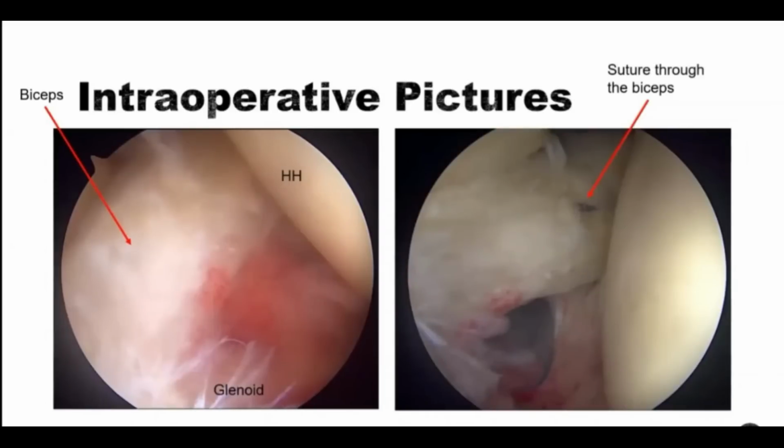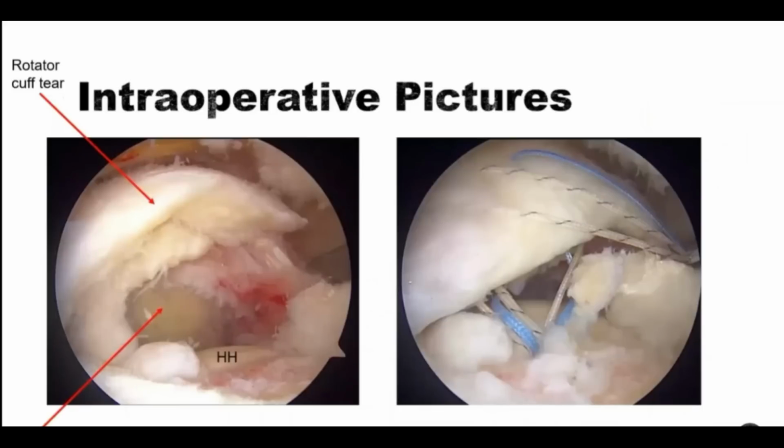I do this relatively frequently. If the biceps is involved, I will incorporate it into my rotator cuff repair, and I'll just pass the suture percutaneously. So here we're in the subacromial space, and we can very clearly see the patient's rotator cuff tear. We're staring at the glenoid. We should not be seeing that. The rotator cuff should be covering that whole area. And on the right-hand side, you can see I have already passed the sutures through the tendon.